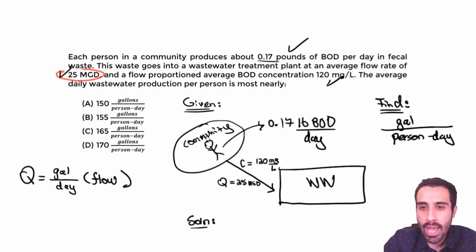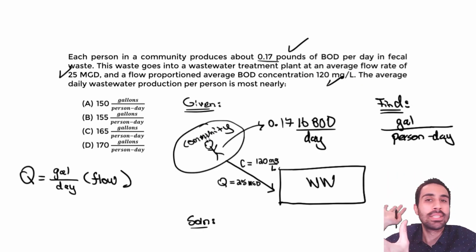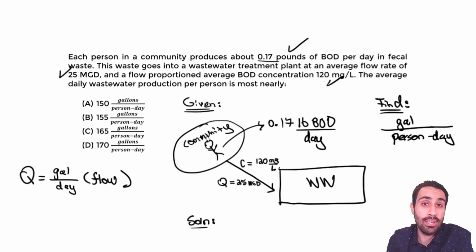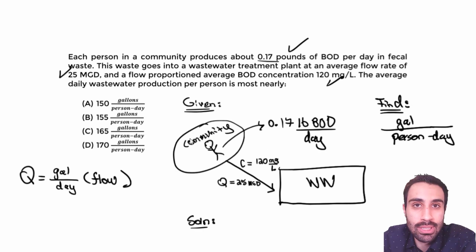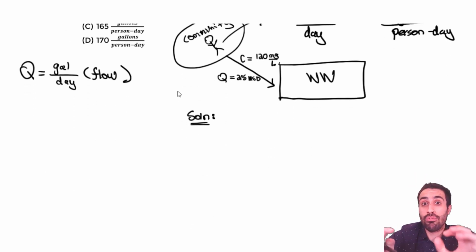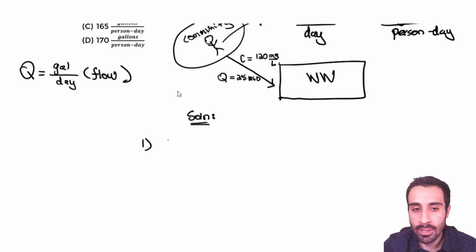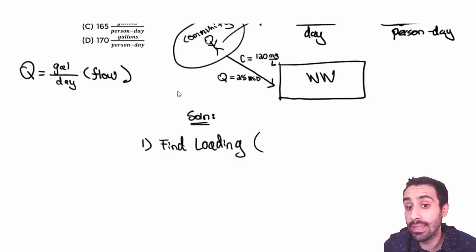If you're given that, and you're also given a concentration, you can use something called the loading formula to get your amount of pound per day of waste, sludge, BOD, suspended solid, whatever it may be, the solid portion in pound per day. And it's very convenient when we look at US units, the units you will see on your FE exam. So what we will say first is to find the total pound per day that goes into the treatment plant, this wastewater treatment plant. So as step one, I'm going to find the loading of BOD in pounds per day. That's what we will do first.